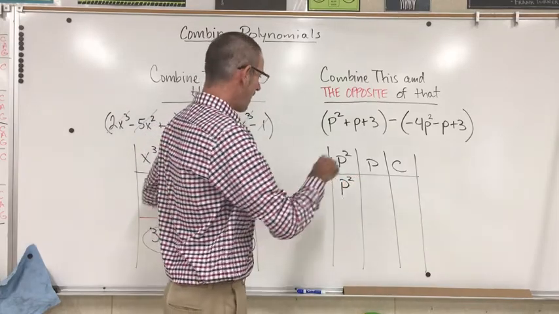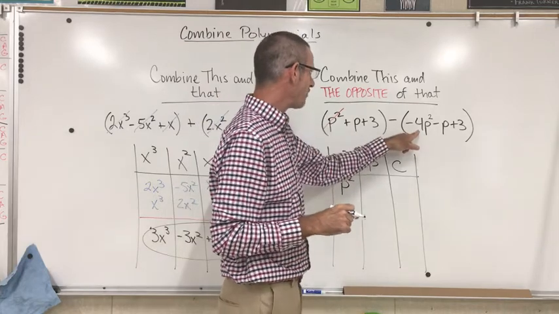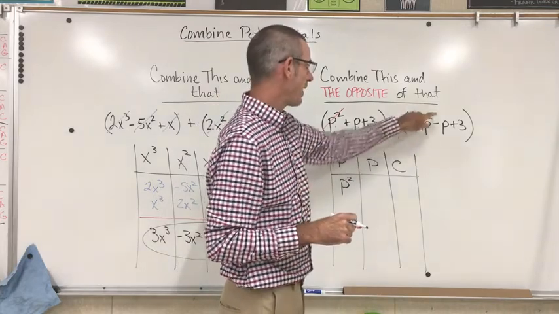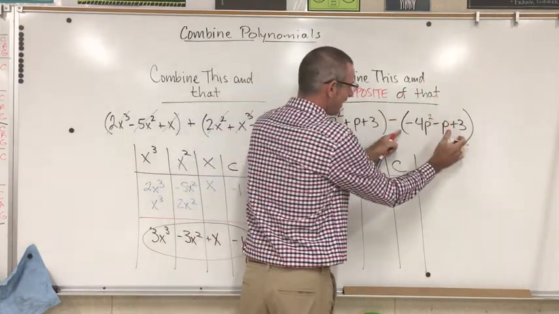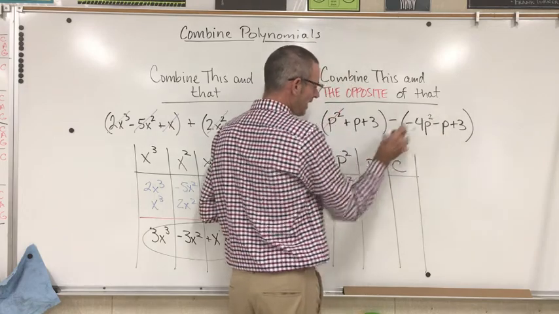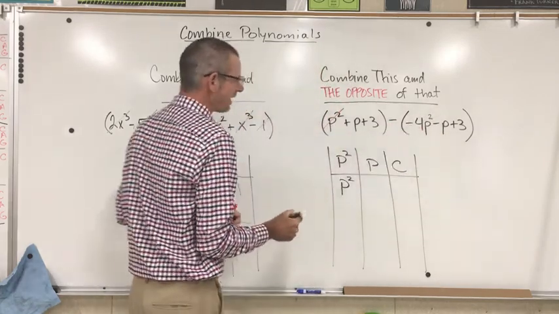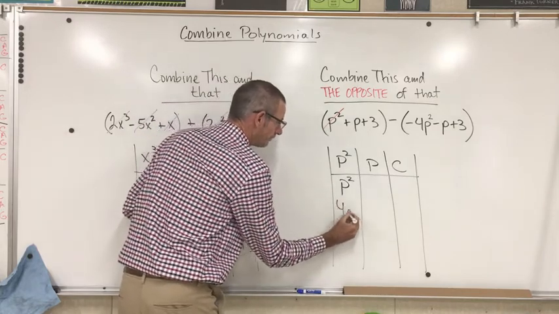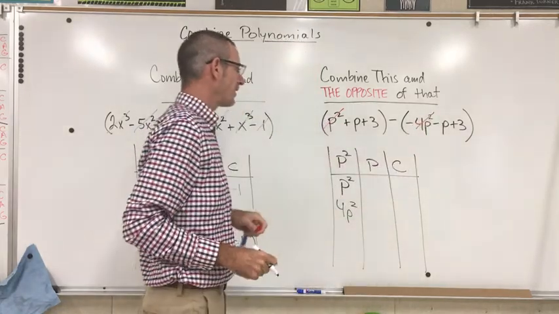And then I'm going to cross that out. And I keep going down the line, and I have another p squared. And it says -4p squared. But I'm going to combine this and the opposite of that. So when I go to write this down, because we have a negative and a negative, the opposite of that is going to be positive 4p squared. So that takes care of my squared terms.